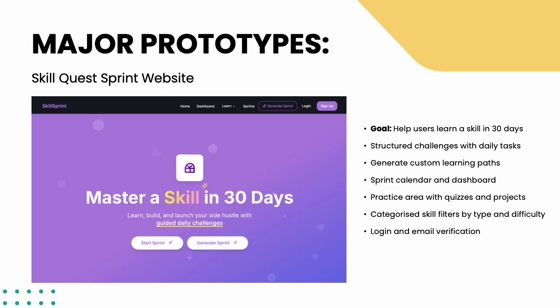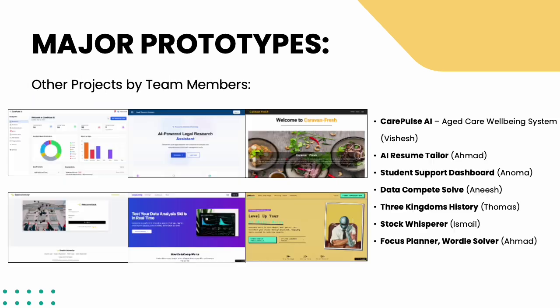Skill Quest Sprint is a self-guided learning tool designed to help users master a skill in 30 days. It includes structured challenges, a dashboard with a sprint calendar, and filters to organize content by category and difficulty. There's also a practice area with quizzes and small projects. This prototype was a strong example of combining UI logic, backend services, and AI-generated guidance into a cohesive product.